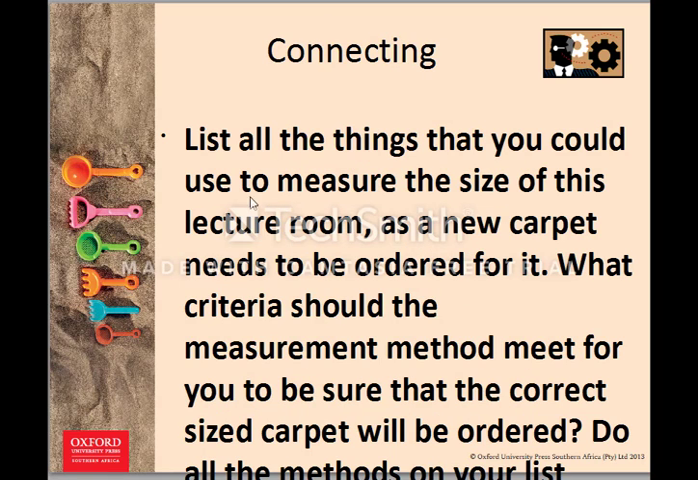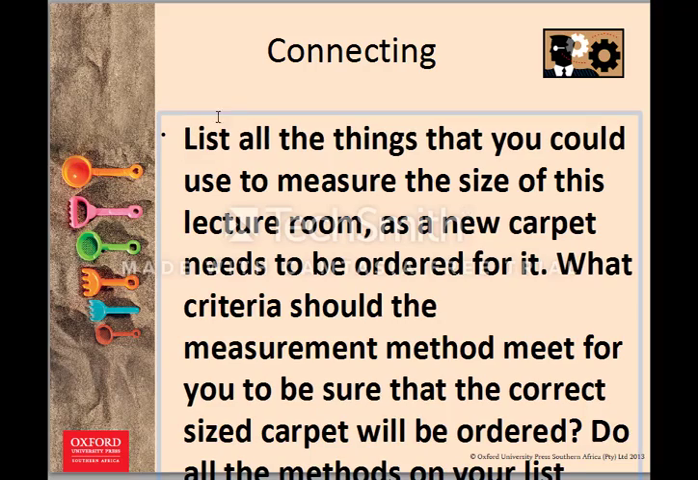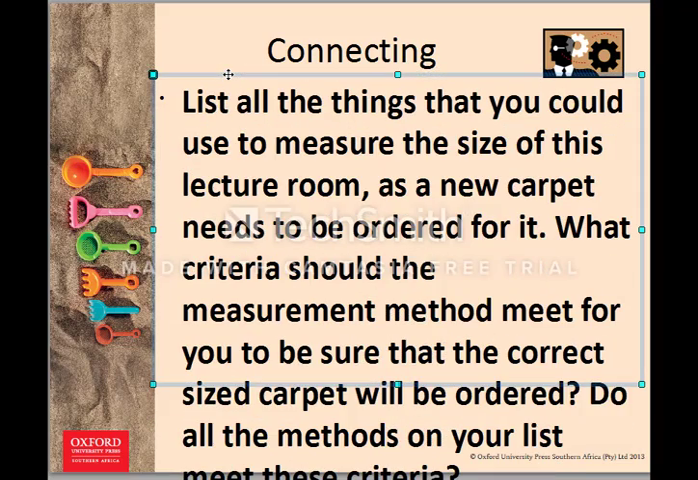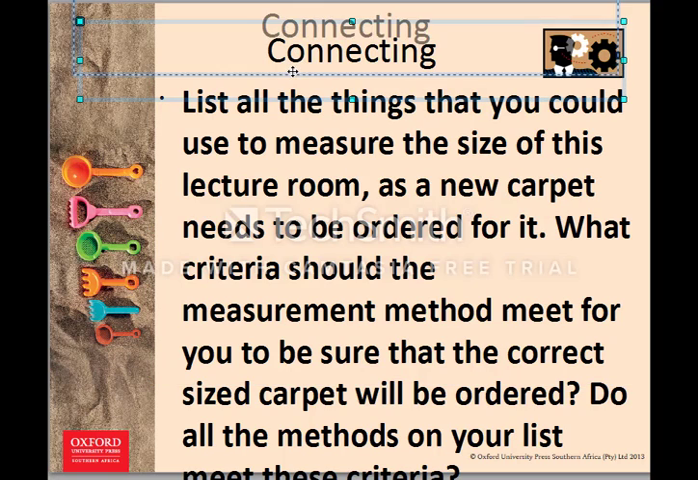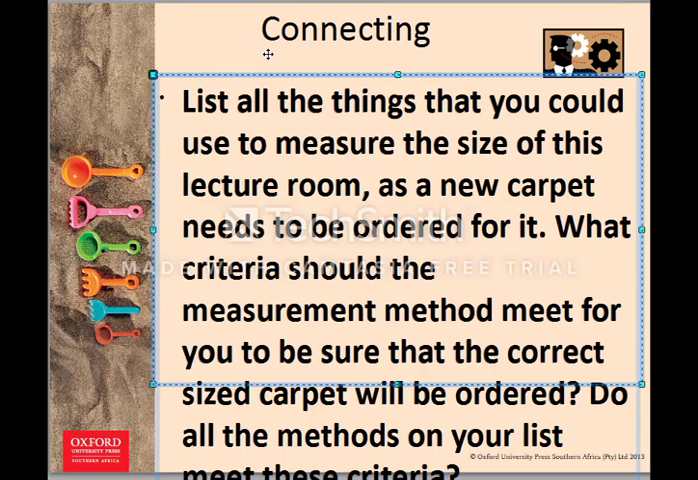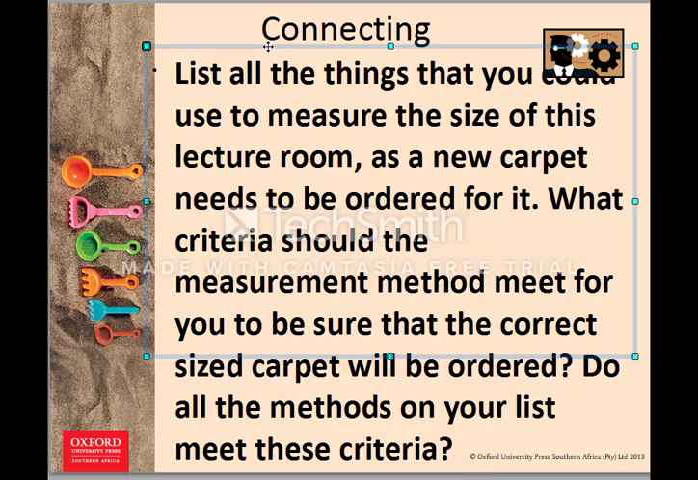So I want you to think about all the things you could use to measure the size of this lecture room in a way that would make it understandable to other people. So imagine you're ordering a new carpet. What criteria should the measurement method meet? So say the person who was fitting the carpet was never going to come into this room before they came and fitted the carpet. What would you use to measure? What are the attributes? What criteria should the measurement method meet for you to make sure that the correct size carpet will be ordered? So what would you use to measure this room if you were having to order a carpet for this room?